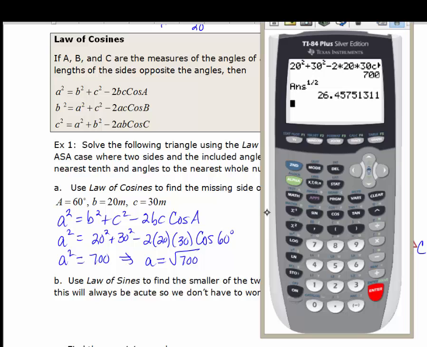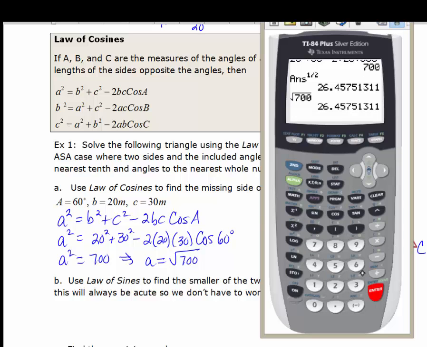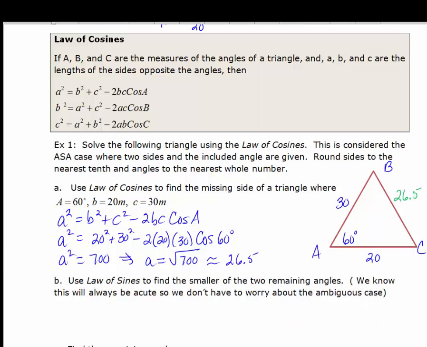And so we get 26.5 if we round our answer to the nearest tenth. You could have just as easily done second, x squared, which is square root of 700, and you get the same exact answer. So now we have the value for A, just 26.5, and there's actually no need to use the law of cosines again, because now we have one complete ratio, so we can use the law of sines to find either of the two remaining angles.